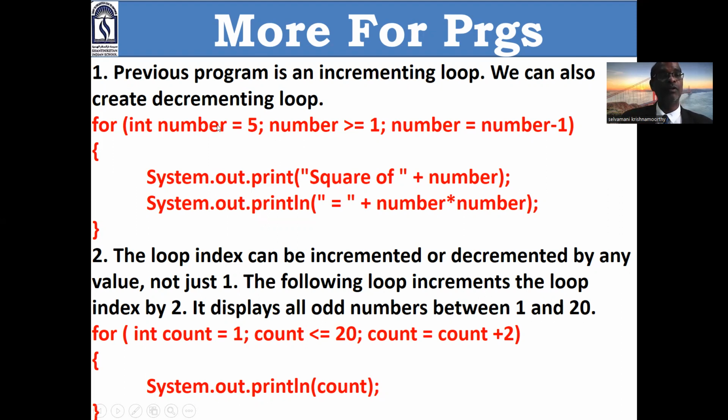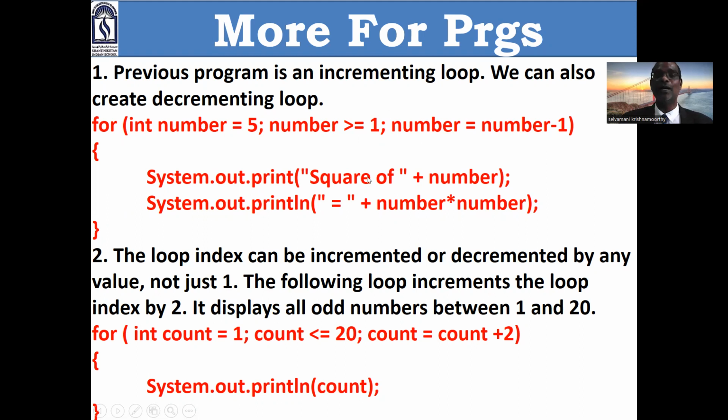Very first time, number will be assigned 5. Then 5 is greater than or equal to 1. Condition true. Square of number. Now number is 5. Square of 5 equal to 25. Then number equal to number minus 1. 5 minus 1. Number becomes 4. Now number is 4. 4 is greater than or equal to 1. Still condition true. Now square of 4 equal to 16.